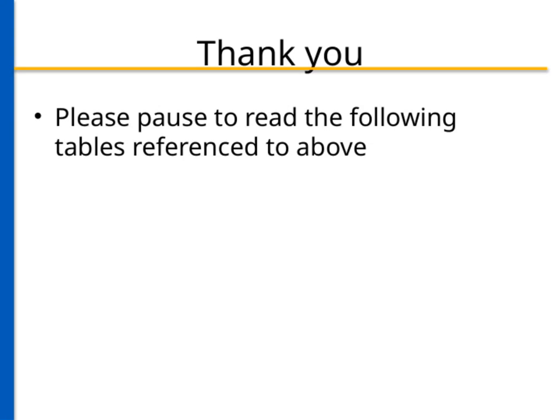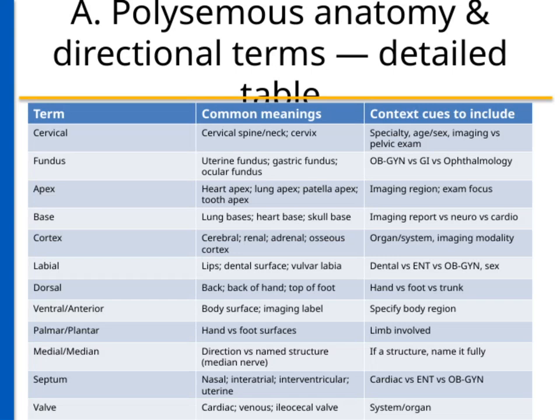Thank you. Let's take a closer look at some of these terms that have multiple meanings depending on the context. Starting with cervical, this word can refer either to the cervical spine, which is the neck region, or the cervix, which is part of the female reproductive system. The key to understanding which meaning applies often depends on the specialty involved, the patient's age and sex, and whether we're talking about imaging studies or pelvic exams.